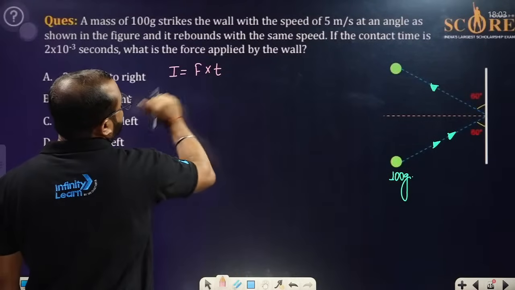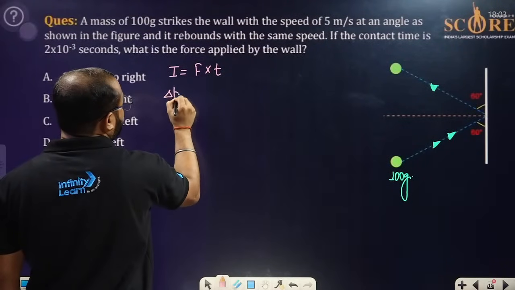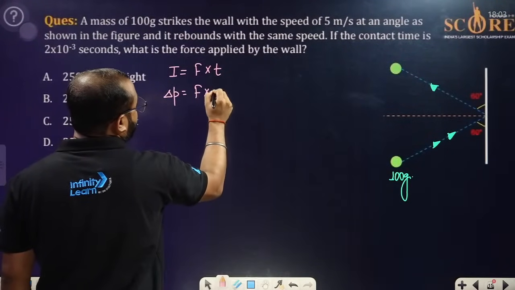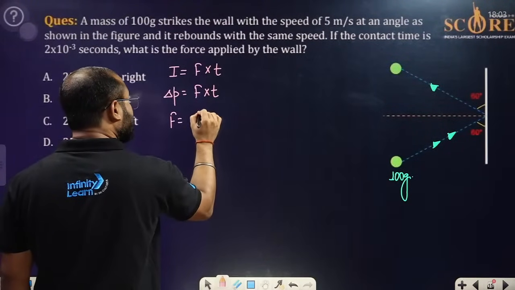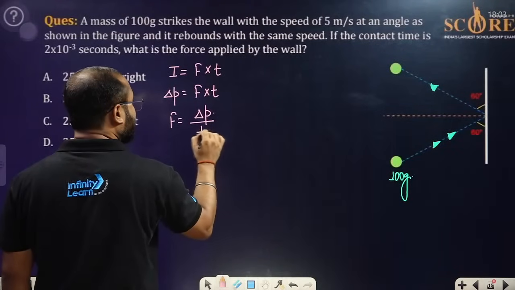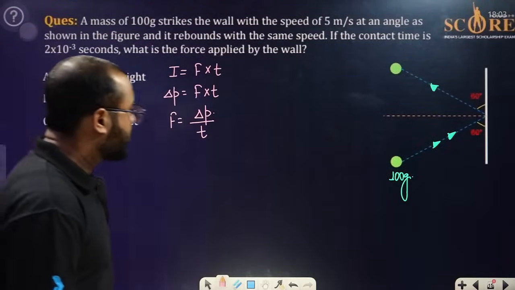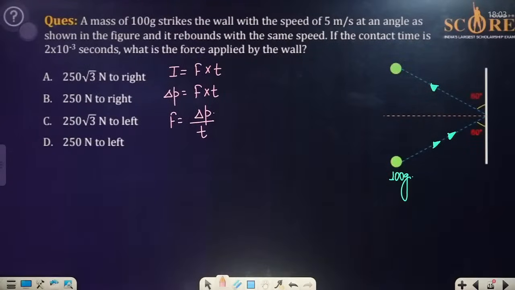We have to find out this force, and this impulse can be written as change in momentum. Change in momentum will be F multiplied by t. We do have the value of t. So if we want to find out the value of F, it is change in momentum by t, everyone. If we talk about the change in momentum by t, there are a lot of things we have to take care of. In this question, you should have a very good understanding of trigonometry, everyone. Otherwise, it will be very difficult for you.